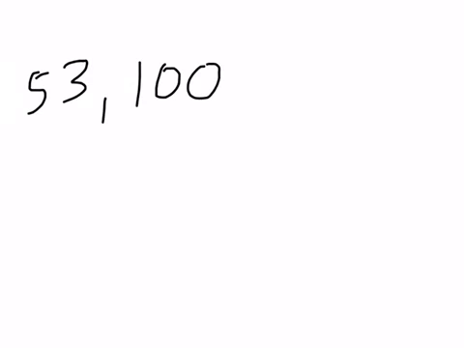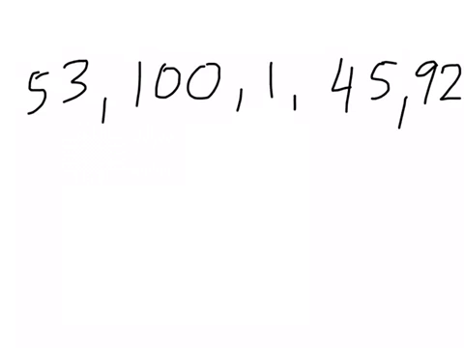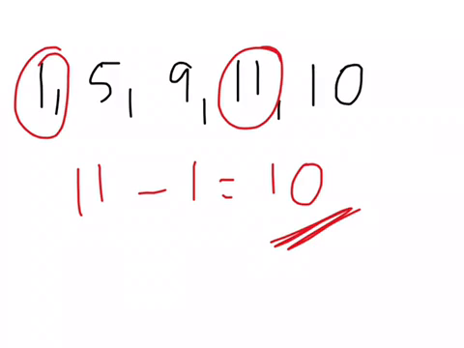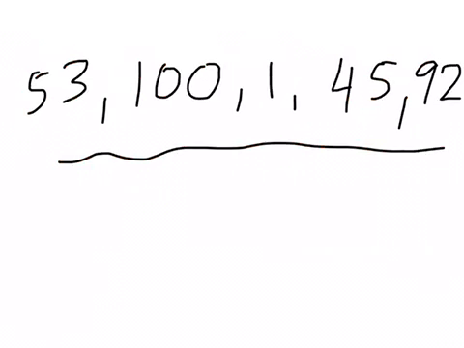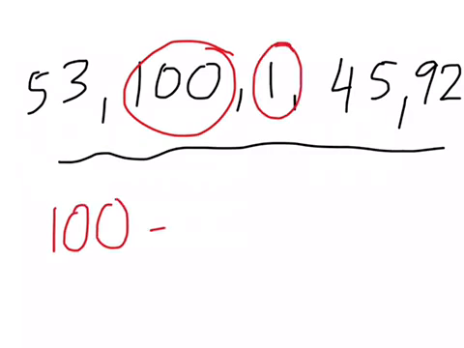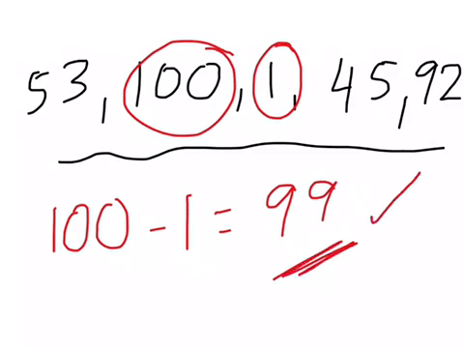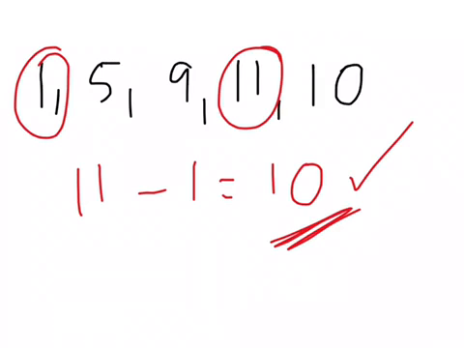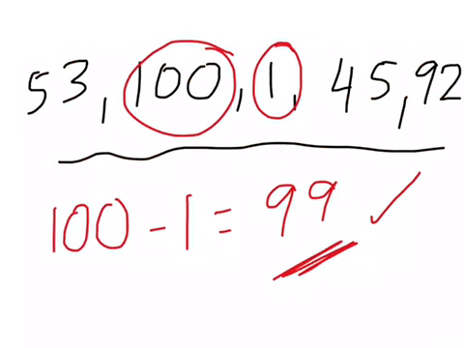Let's say our values are 53, 100, 1, 45, and 92. If we look at this data set, let's compare it to the one we had before. Our highest number is 100, and then we take our lowest number. Our range is 99. Look at the comparison between this range and the range we had over here. The data set on this page, 1, 5, 9, 11, and 10, is much closer together as opposed to this data set. So the higher the range, the more spread out the data is.